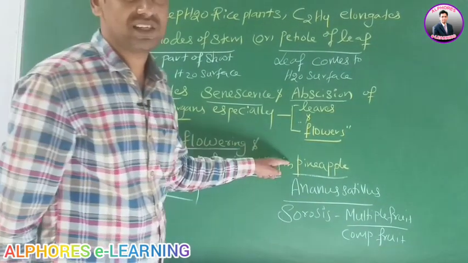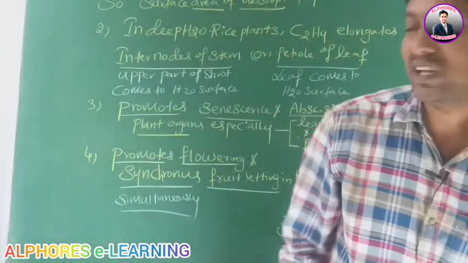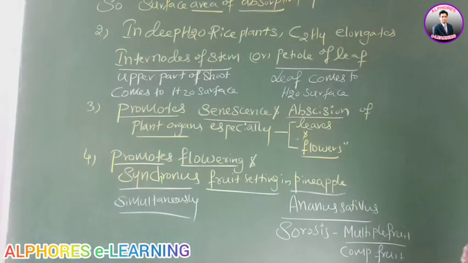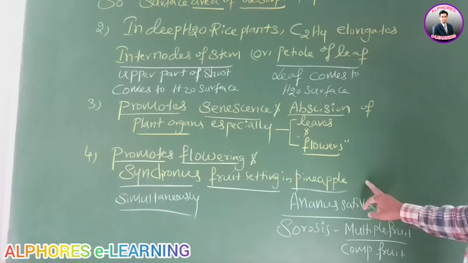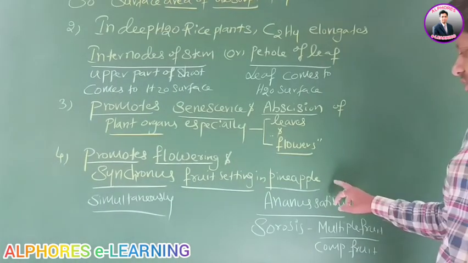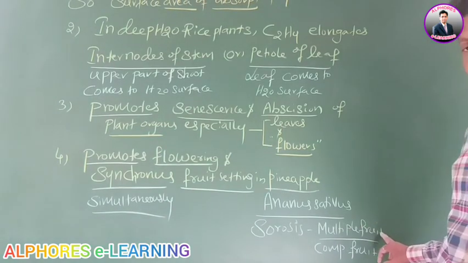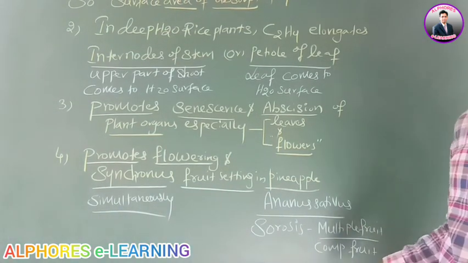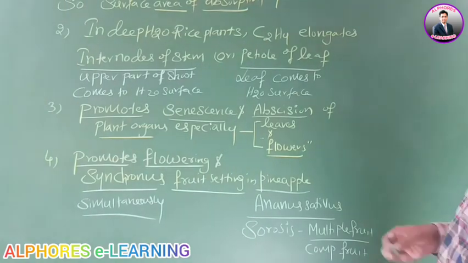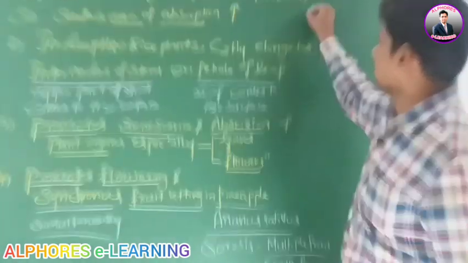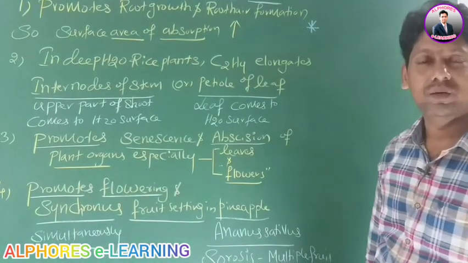Pineapple's scientific name is Ananas sativus. In pineapple, which fruit is present? Sorosis. Sorosis is a type of multiple fruit, a type of compound fruit or composite fruit. Now, listen to this statement.